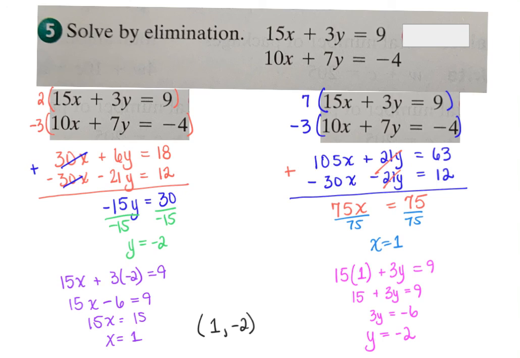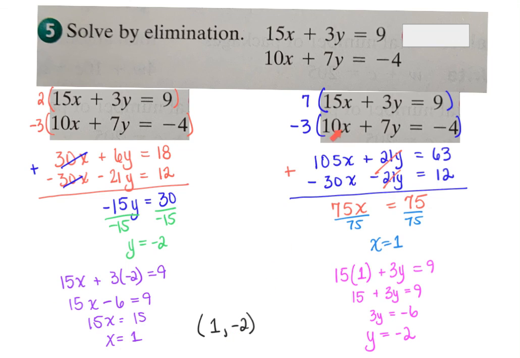So check your work. If you decided to cancel your x's, you need to multiply one by 2 and one by negative 3, or one by negative 2 and one by positive 3. You need to end up with a positive 30x and a negative 30x here. When you add, your 30x's will cancel. 6y and negative 21y gave me negative 15y, and 18 and 12 gave me 30. Dividing gave me y equals negative 2. When I plugged it back in, I got x equals 1, so 1, negative 2.